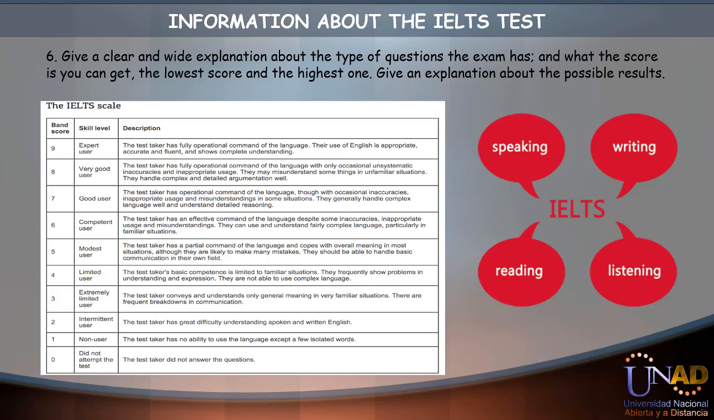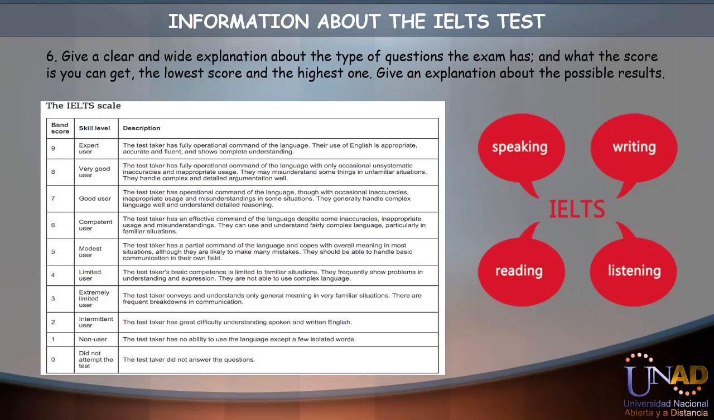Band 0. The skill level: did not attempt the test. Description: the test taker did not answer the questions. Band 1. Non-user: the test taker has no ability to use the language except a few isolated words. Band 2. Intermittent user: the test taker has great difficulty understanding spoken and written English. Band 3. Extremely limited user: the test taker conveys and understands only general meaning in very familiar situations. There are frequent breakdowns in communication.